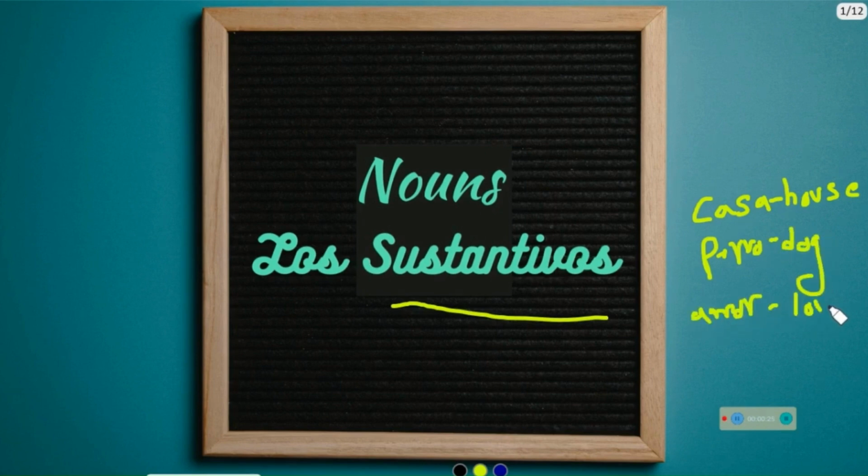Nouns can be either masculine or feminine, and they can also have a plural form. It's important to remember to agree the gender and number of the noun with other elements in the sentence. For example, la casa means the house, which is feminine, and los perros means the dogs, which is plural.